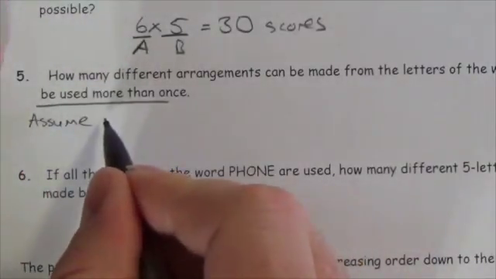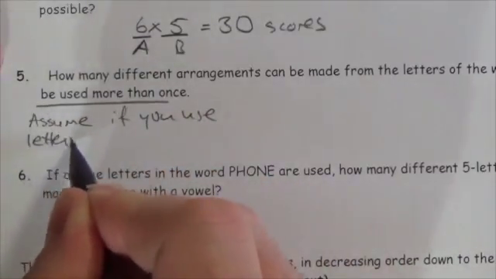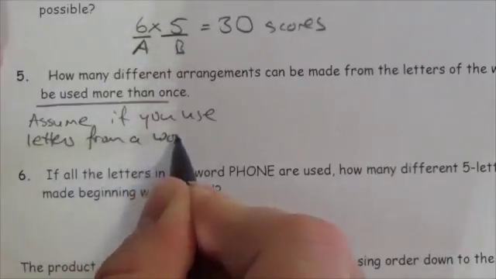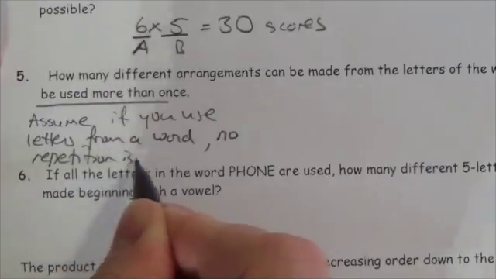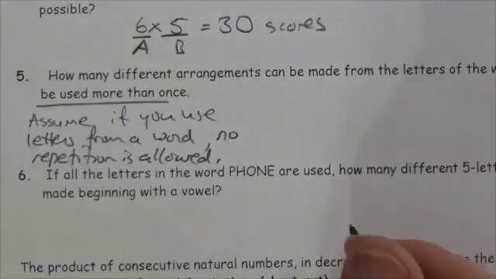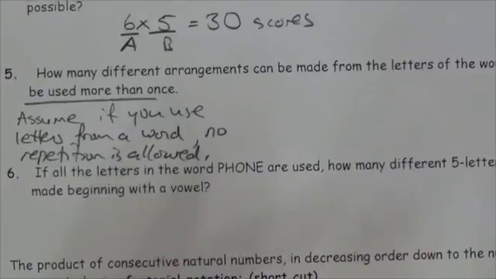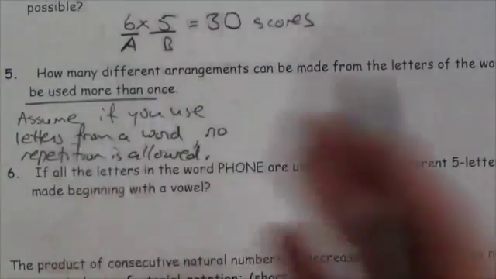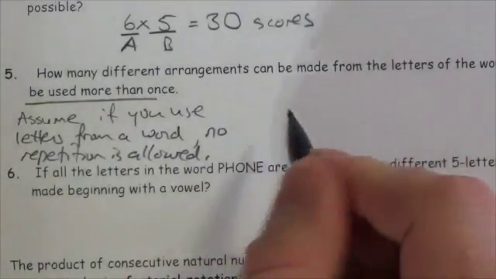You need to assume that if you use letters from a word, no repetition is allowed. Now, there are other contexts when we're talking about letters where repetition is possible. For example, if we're coming up with a license plate, you can totally repeat letters in a license plate. But if we're talking about letters from a word, then you have to assume that repetition is not allowed. So in this case, we're talking about the letters in the word cat.